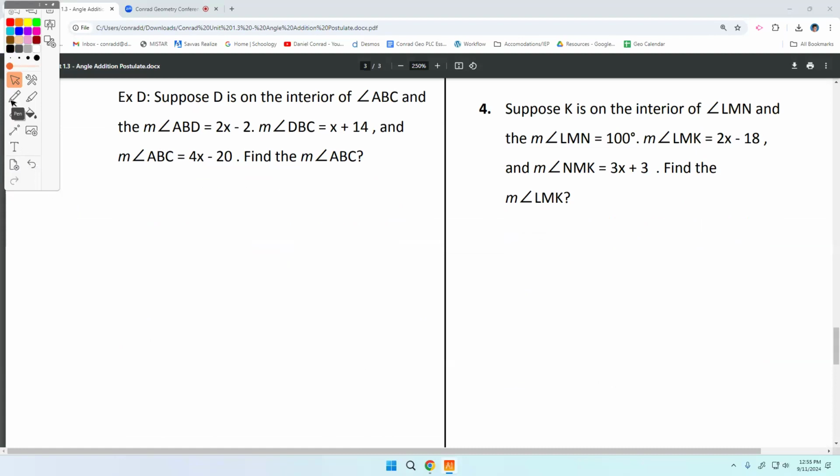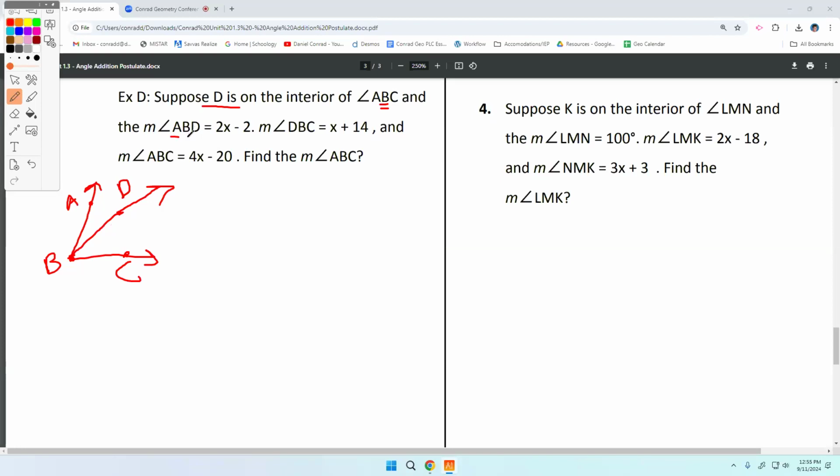So let's look at the question here. It says, suppose D is on the interior of angle ABC. So we want to draw an angle ABC. Maybe we want to draw it a little bigger. B is my vertex because it's the middle letter in the name, right? B is the vertex because it's in the middle. So angle ABC. Okay, and then D's in the middle somewhere. Doesn't matter where, as long as it's on the inside. That's all we know. So there's our diagram.